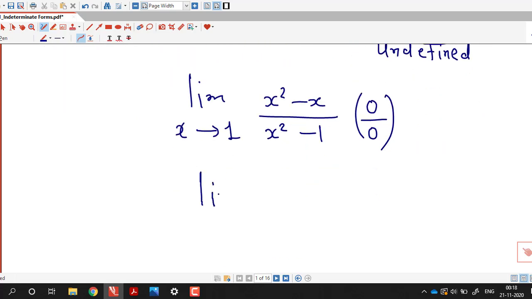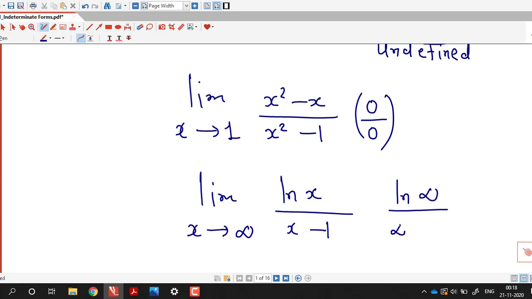It is not only one indeterminate form. If you have the limit as x tends to infinity of log x over x minus 1, then if you take x tending to infinity, you will have ln infinity over infinity minus 1. That is, you have this type of form, infinity over infinity. So this is another type of indeterminate form, infinity by infinity.